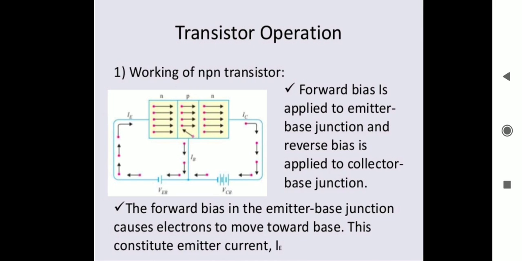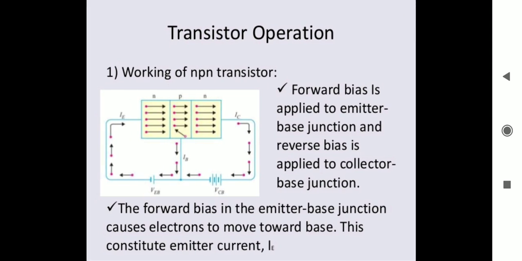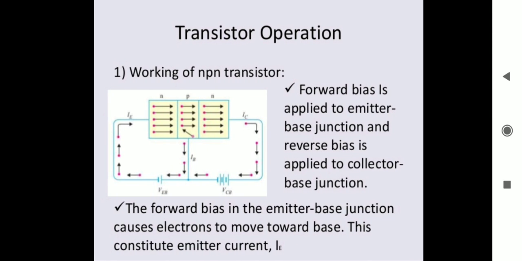Second point here is some of the electrons diffuse through the base and out of the base connection. Number 3, the remaining large number of electrons will pass through the depletion region of the CB junction, meaning collector to base junction, and pass through the collector region to the positive end of the external power supply. The collector current IC is much larger than the base current.